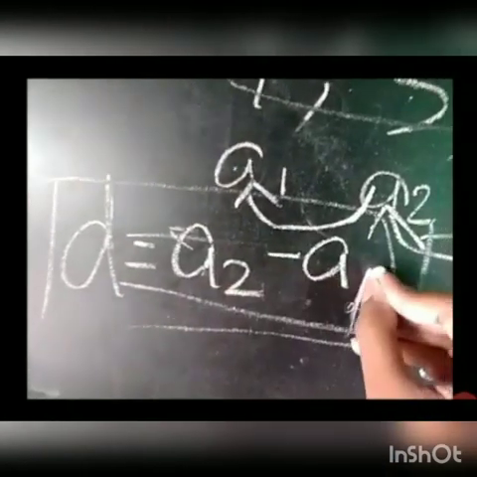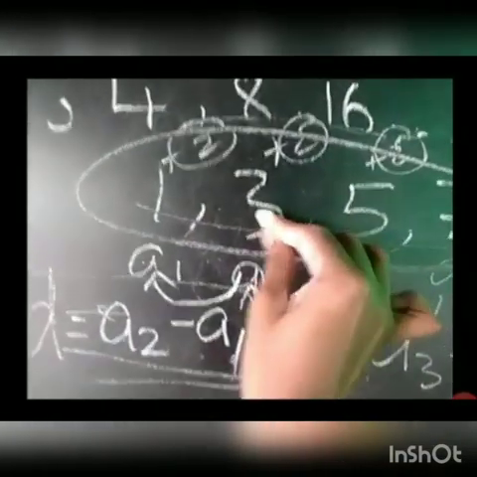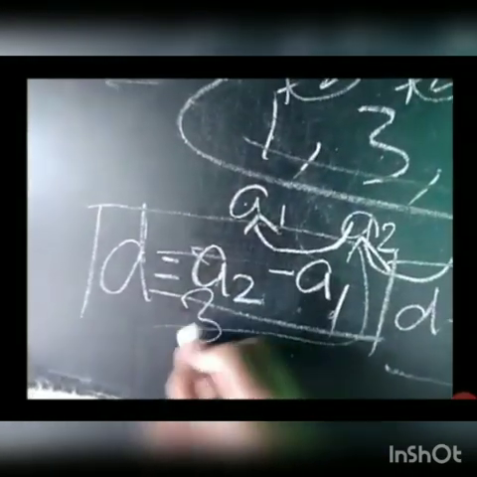So now let us check using the first formula that you are well aware of, D equals A2 minus A1. In the sequence 1, 3, 5, 7, the second term is 3 and the first term is 1. So let me subtract 3 minus 1.